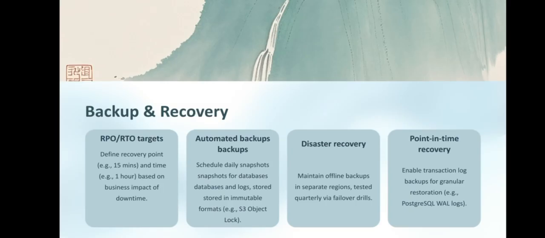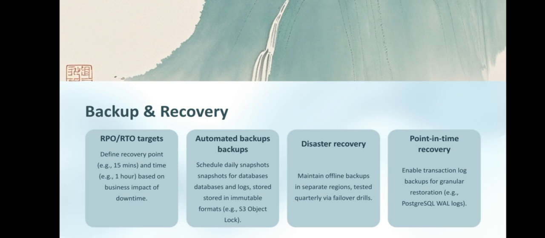Backup and recovery. Backup means saving copies of your data to restore later if something goes wrong. RPO decides how much data you can afford to lose, for example, 15 minutes or 30 minutes. RTO means how fast you need to recover data, for example, 1 hour.